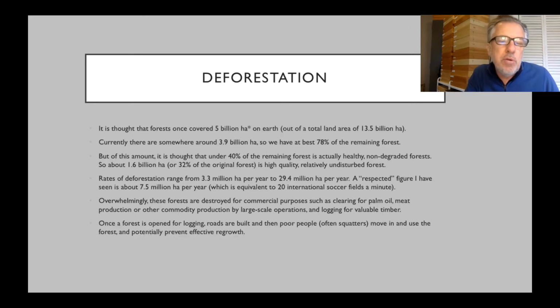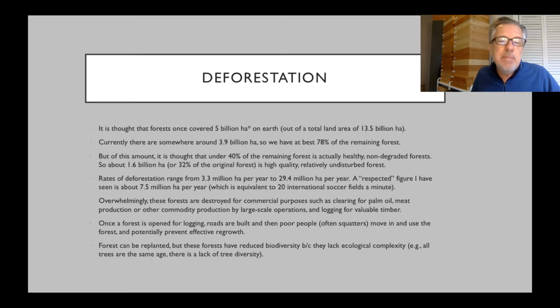Now, it is true that once a forest is open for logging, which means that roads are built through it, then poor people, often squatters, do move in, and the use of the forest at that point, by them, potentially prevents effective regrowth. In many places, unless logging industries are required to replant, no replanting is done. Now, in the case of agricultural operations, there's no attempt ever to restore the forest. The land is put into agricultural use.